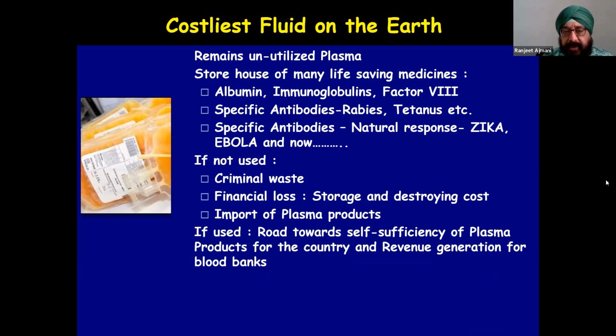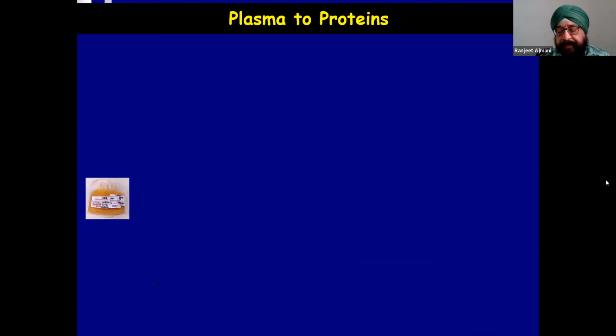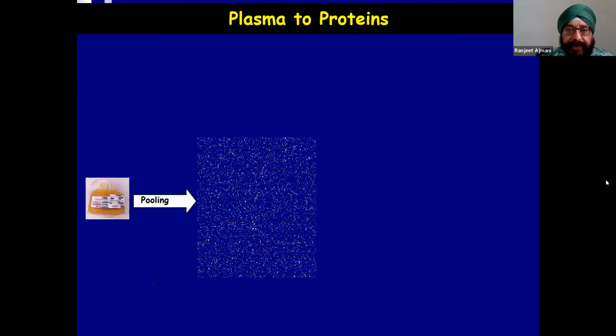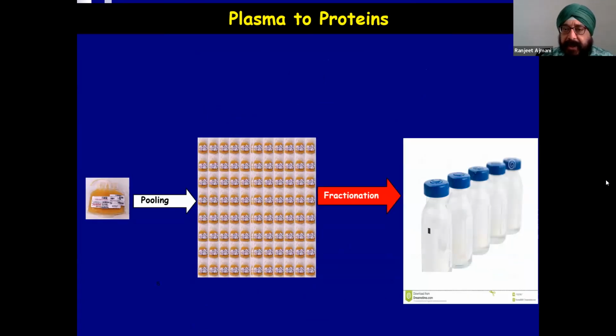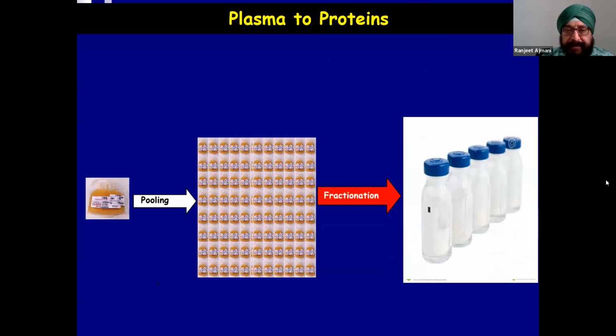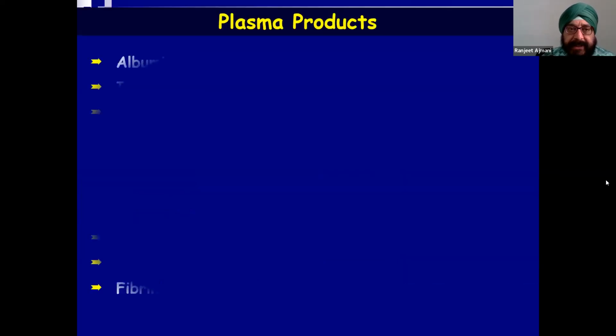So if this plasma is utilized for fractionation, it is a road towards the sufficiency of plasma product in the country, and it's surely a revenue generation model for the blood bank. So, very simple process, if I had to say: you take the plasma, you pool the plasma, you subject it to fractionation, and these are the products. This looks pretty simple in 3 cartoons, but the process is fairly complex. But I just wanted to start on this so that we have some sense of what it is after all. So let's get into more detail.